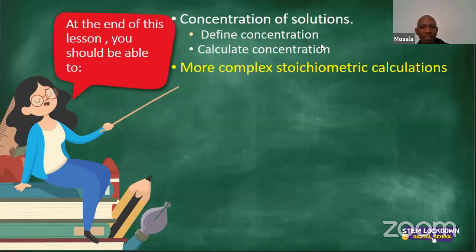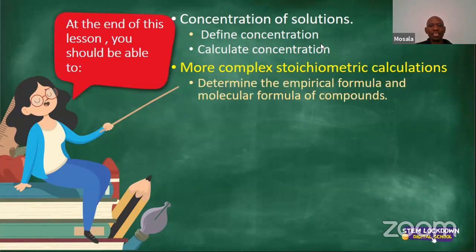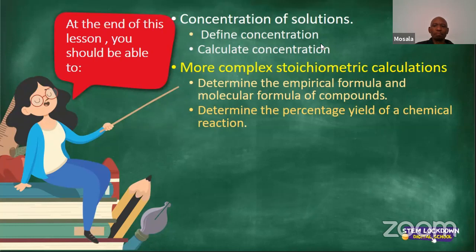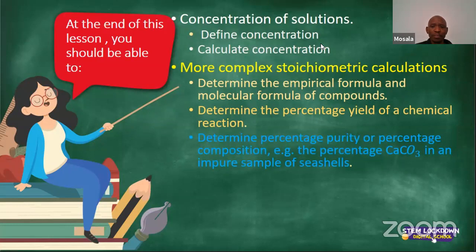There will also be a bit more complex stoichiometric calculations, so you should be able to handle that. You should be able to determine the empirical formula and the molecular formula of a compound, and distinguish between the two. You should be able to determine the percentage yield of a chemical reaction, and the percentage purity or percentage composition, e.g., the percentage of calcium carbonate in an impure sample of seashell.